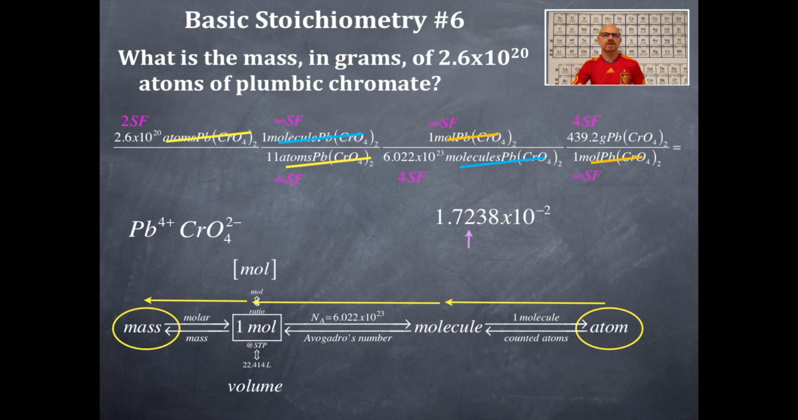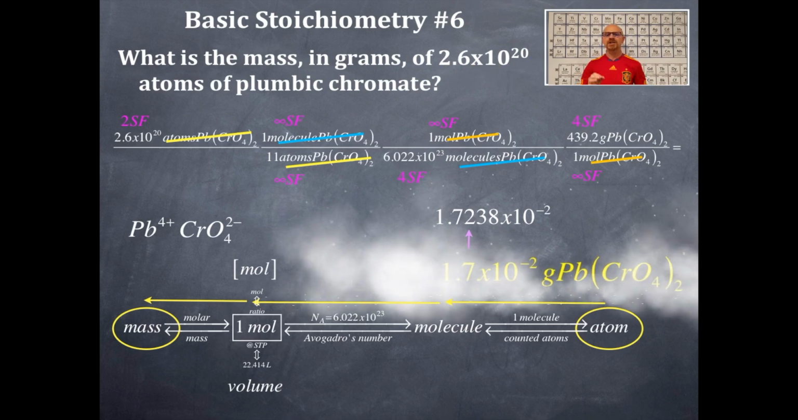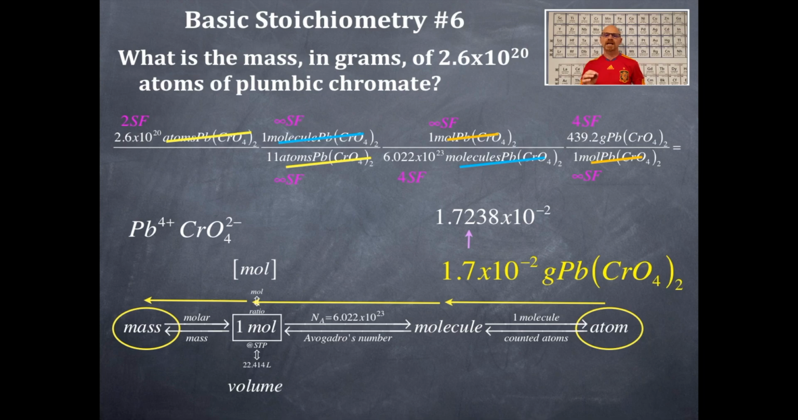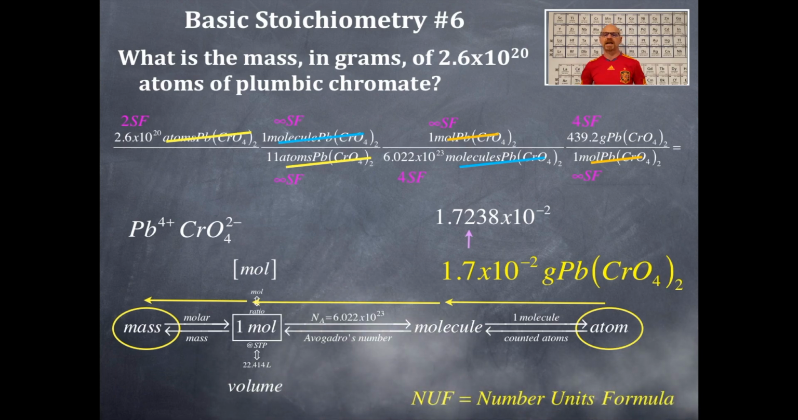Now, you don't want to truncate the entire number because you still have that times 10 to the 2 there, so you need to maintain that. So it's 1.7 times 10 to the negative 2 grams of plumbic chromate. And that is a number, units, and a formula, and you should always remember that. Okay? Hopefully that problem worked really well for you.